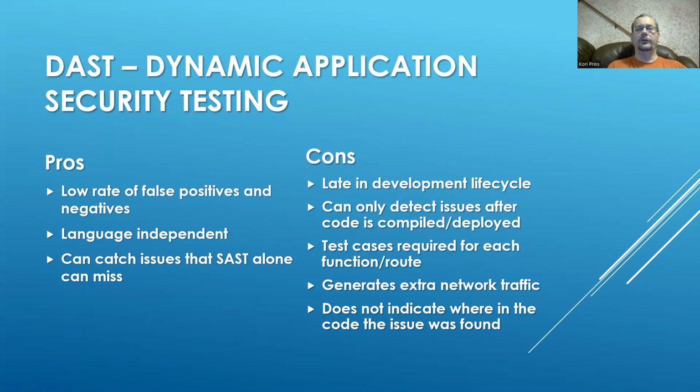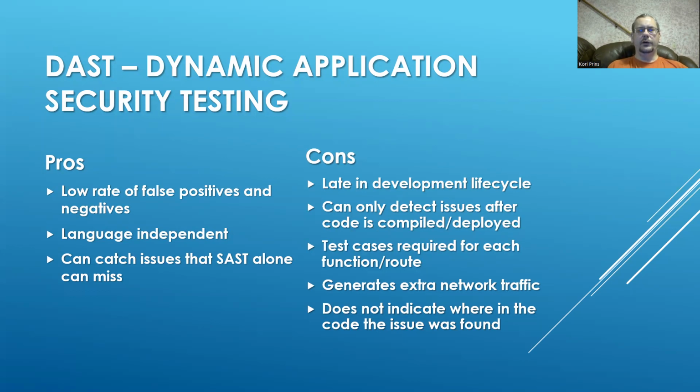And it can also catch issues that SAST alone can miss, such as encryption issues and authentication issues that looking at the code itself may not necessarily identify. In addition to that, SAST solutions may not always catch proper input sanitization and how the application is going to behave in that aspect. So DAST testing can catch a lot of those things that SAST simply cannot.